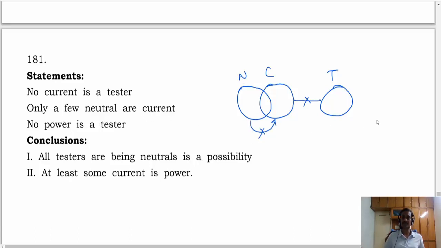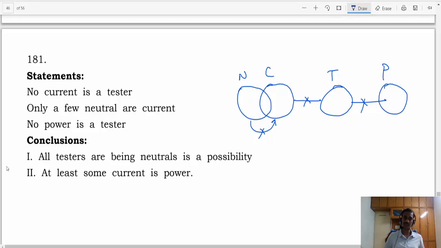No power is a tester. Power and tester have no intersection. No power is a tester. All testers are neutrals is a possibility. Can all testers be neutrals? Testers, current and power do not meet. Here it can be written like this. Hence it is a possibility.